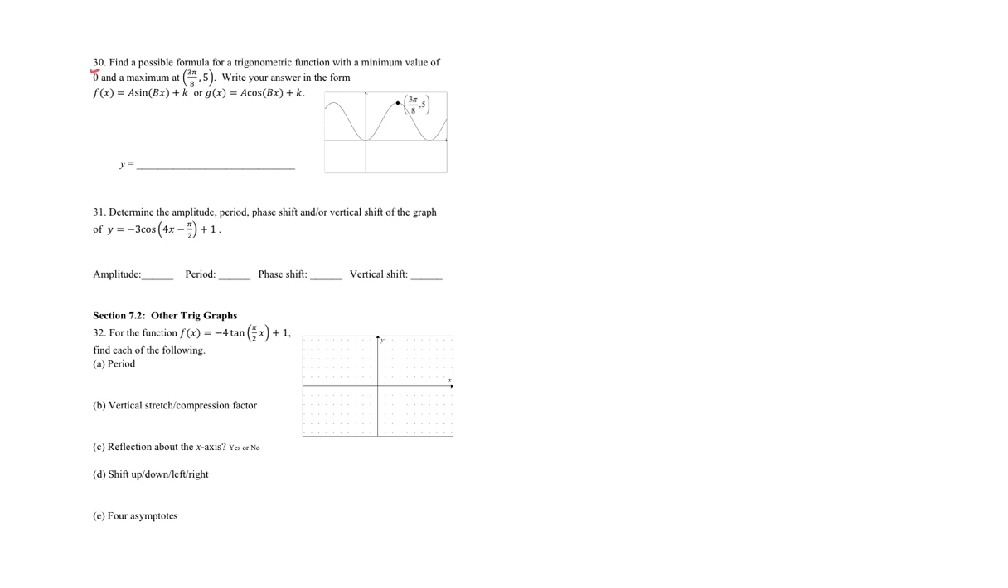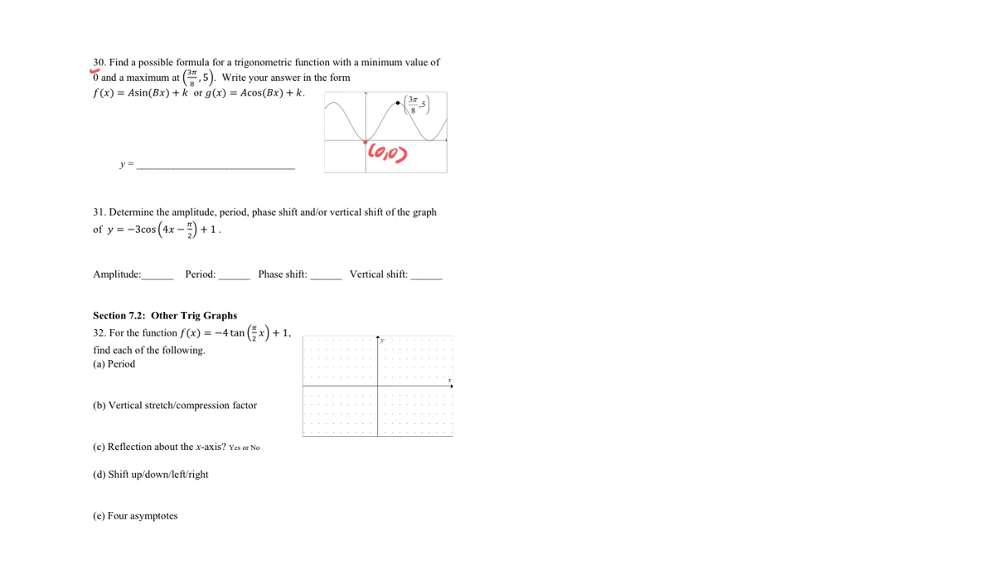All right, find a possible formula for the trigonometric function with a minimum value of 0 and a maximum at (3 pi over 8, 5). Write your answer in the form of those. Notice that there is no horizontal shifting. So it looks like we also have a point here at (0, 0), which does correspond with a minimum value of 0.